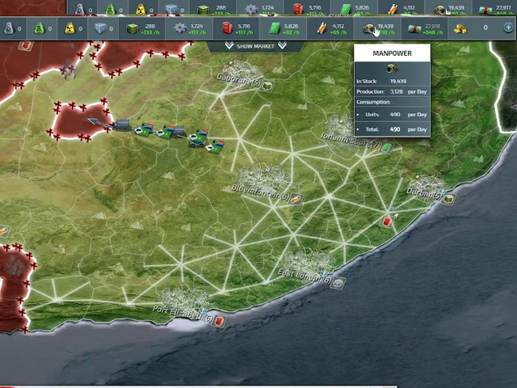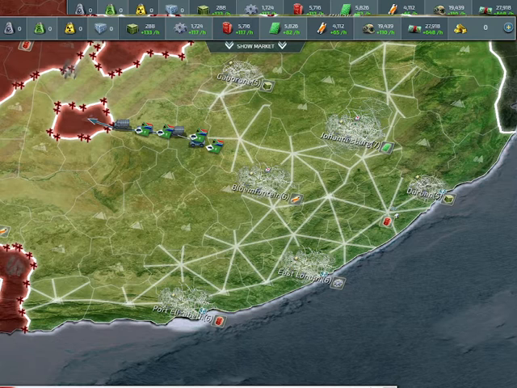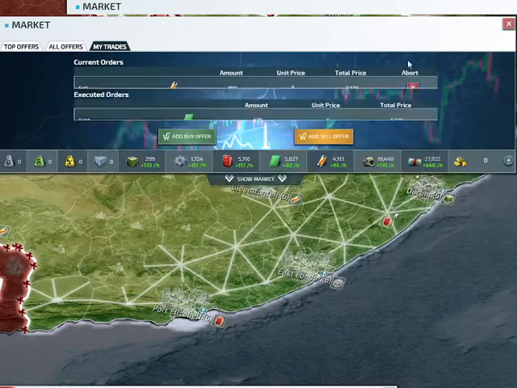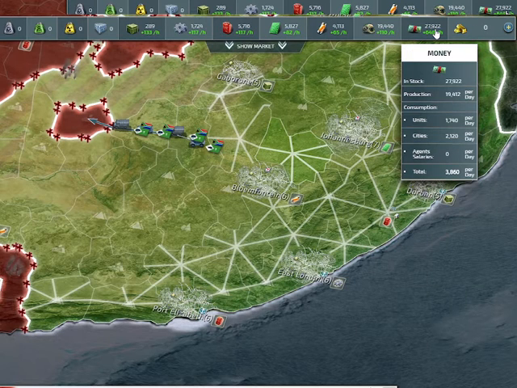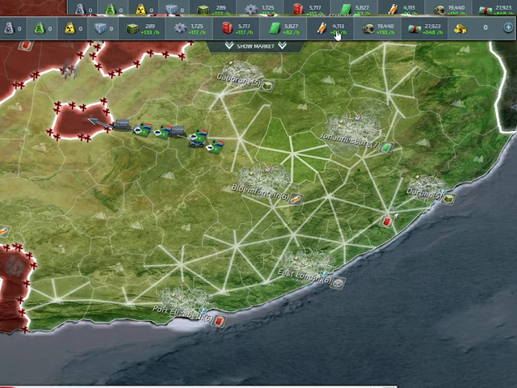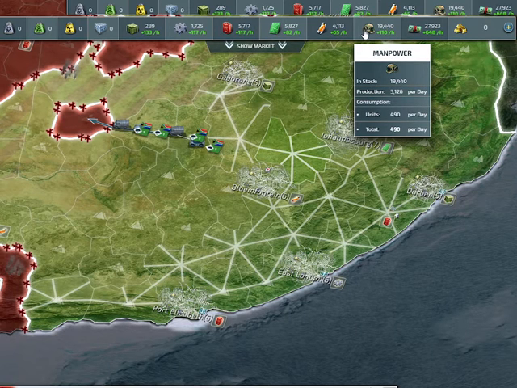And then manpower is generated in your cities by recruitment officers. They generate it for you, so I'm getting 368. Each city will be different, each province will be different. I'm getting 15. Same story, cities and provinces give it to you. And then money is the same story. You see I've got stock, production, consumption, units 490 per day, total 490. Production is 3,100, so I'm running a profit.